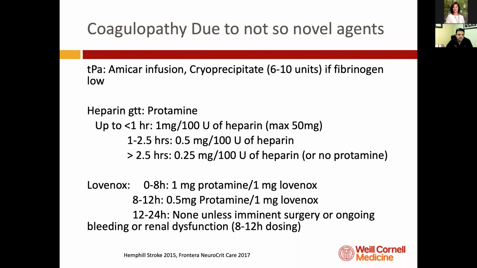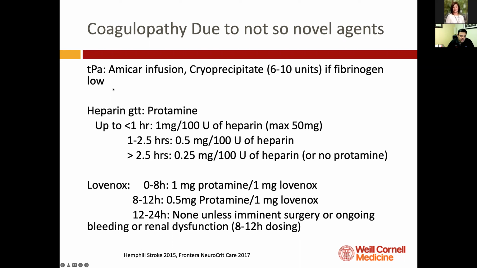Now, there are other medications that you'll also see which can lead to patients having ICHs. One is TPA. If you were to encounter a TPA bleed, then obviously first stop the TPA infusion. Amicar, or aminocaproic acid, is something that you can definitely consider. And cryoprecipitate can be given if the fibrinogen levels are usually lower than 150.